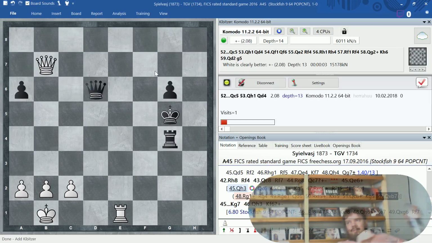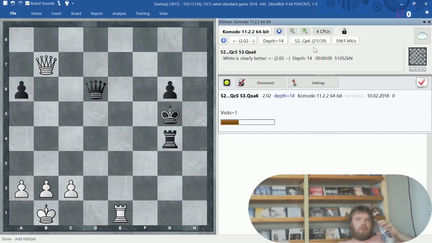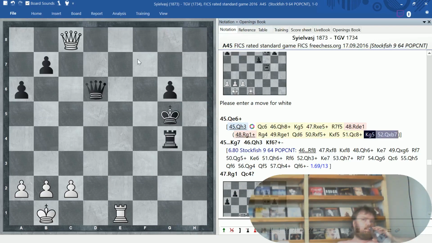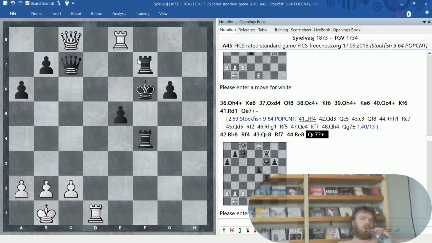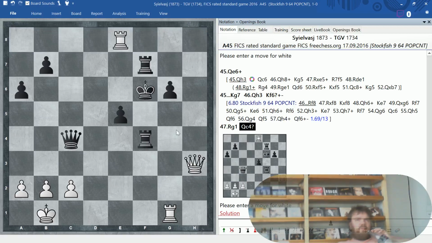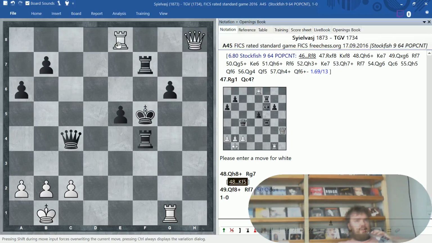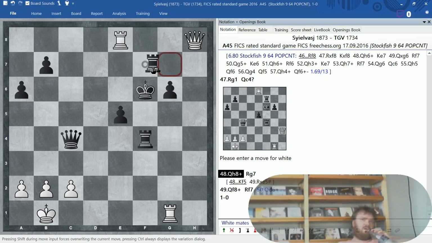Okay, that's deep. That's when you work with computers. I set the threshold for one pawn, so maybe it was just too much. Queen c4. So from what we saw before, this one, and he has this, but it's mating, and he has this one.